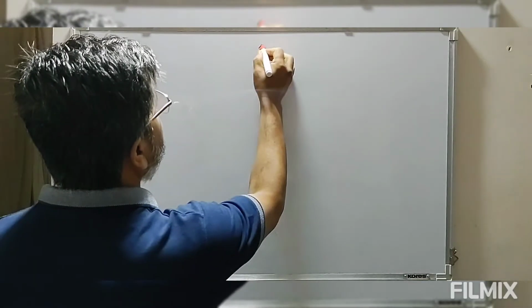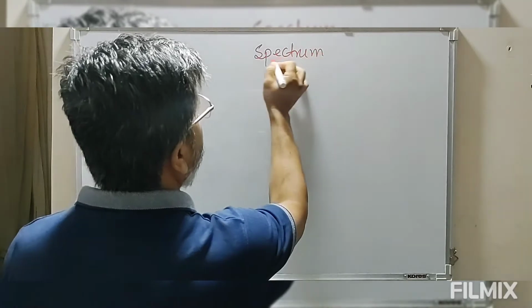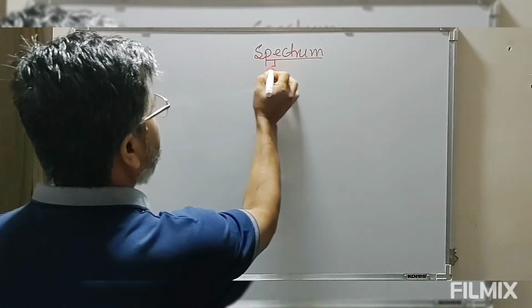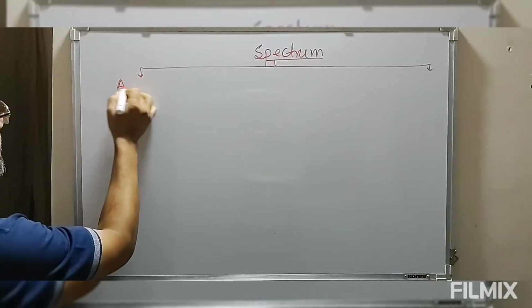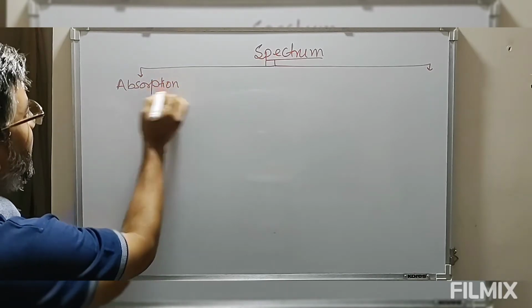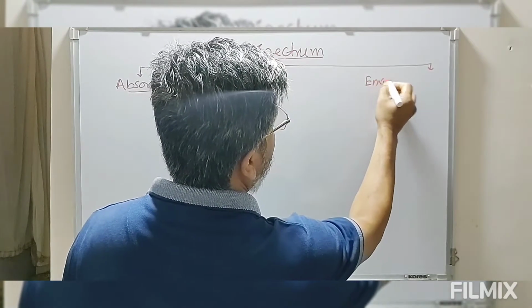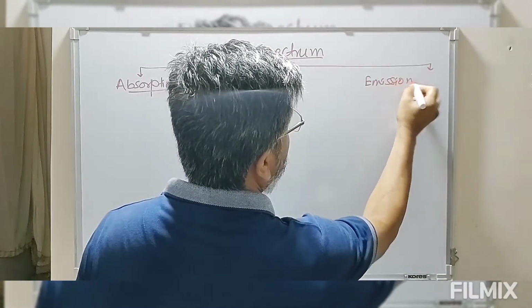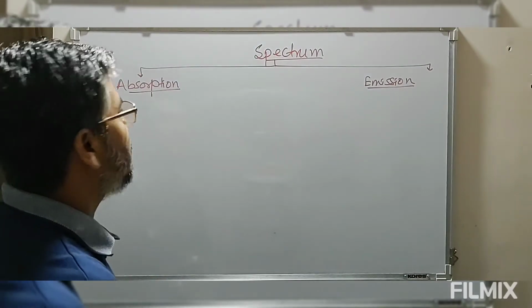So we have this spectrum. Let me just give you the spectrum first. Basically, the spectrum is broadly classified into two: one is known as absorption spectra, the other is known as emission spectra. Now let's see what the basic difference between these two is.